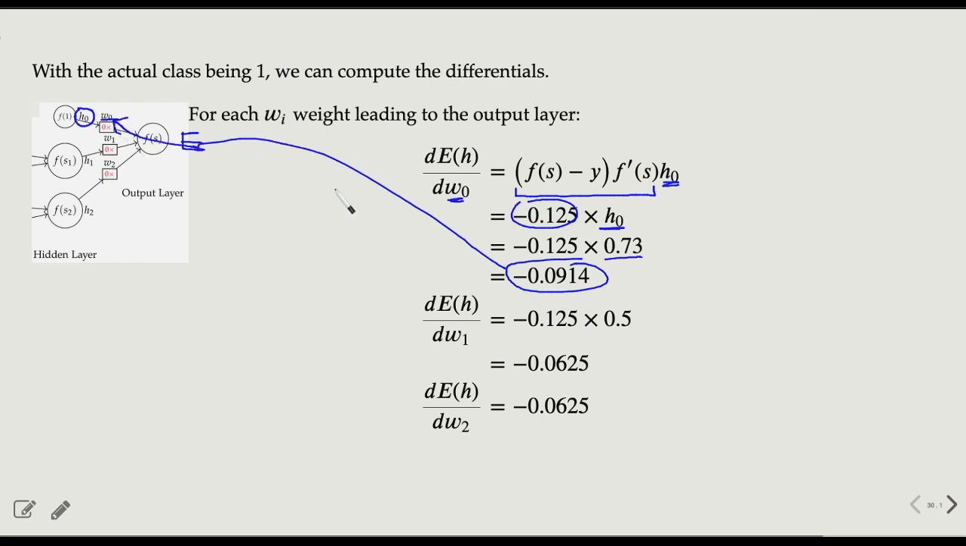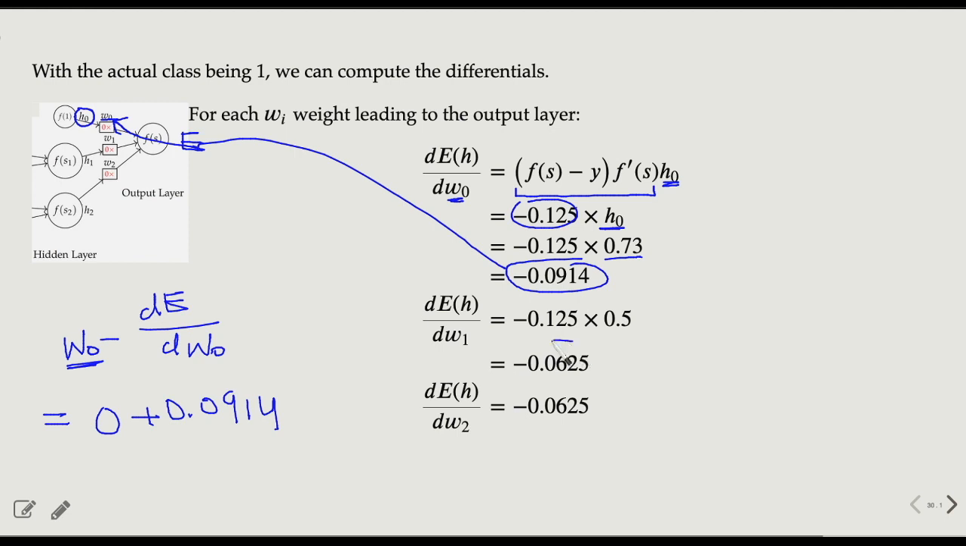Okay, so now given this derivative that we computed, we can feed this back to the W0 value and update its value. To update, we need to subtract the derivative from its current value. The current value is 0, and if we subtract a negative value, it becomes a positive value. So W0 will become positive 0.0914. And we can do likewise for W1 and W2.